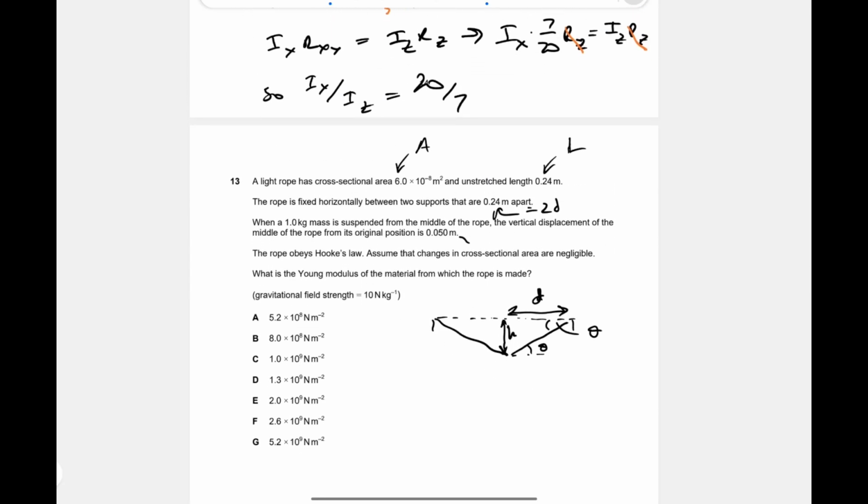So what we know is that there's also a 1 kilogram mass, we'll call that m. So we've got force mg acting down over here. If we zoom in on this part of the rope, it's going to be in equilibrium. So if I draw it over here, we've got mg acting downwards, but we've also got the tension in the rope from either side, at an angle theta.